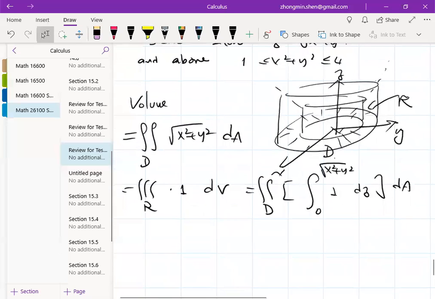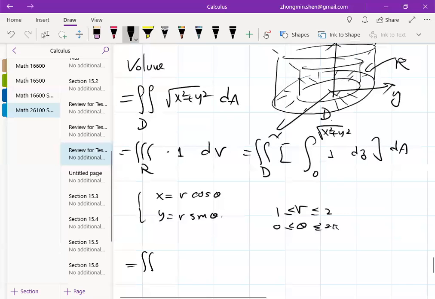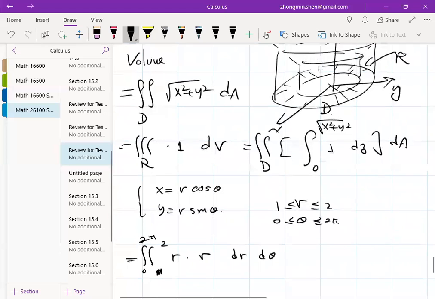Okay, so now you just use polar coordinates. x equals r cosine theta, y equals r sine theta. r is between 1 and 2, and theta is between 0 and 2 pi. Then put into the double integral, and it's going to be r times r dr d theta, with theta from 0 to 2 pi and r from 1 to 2.